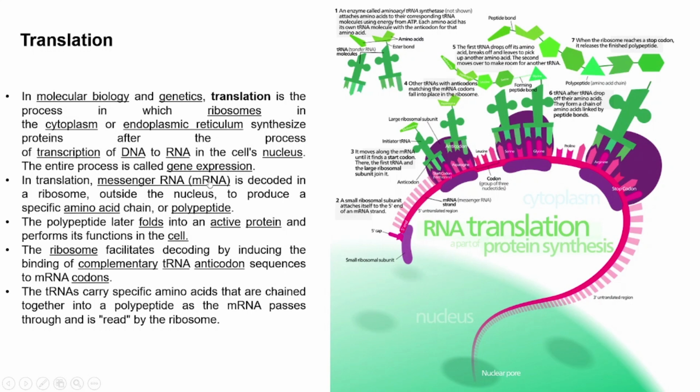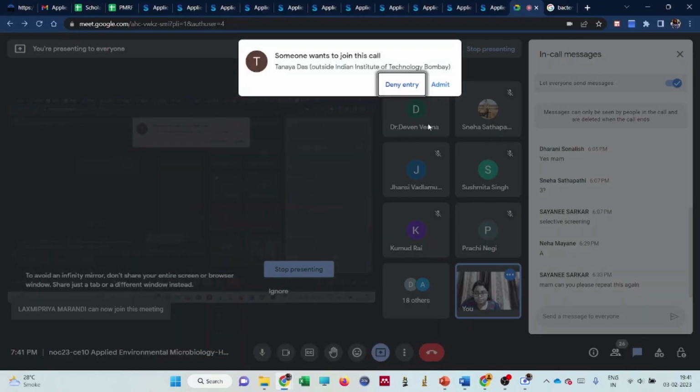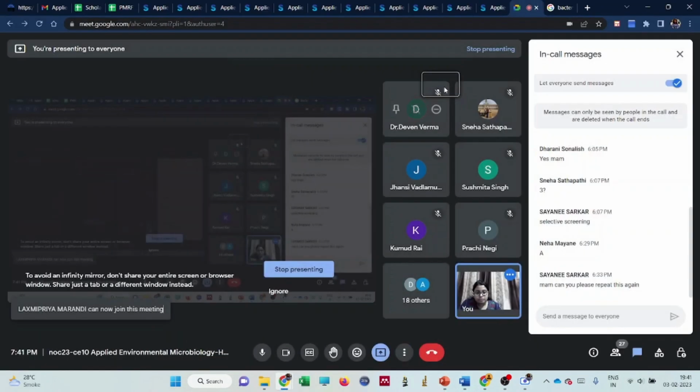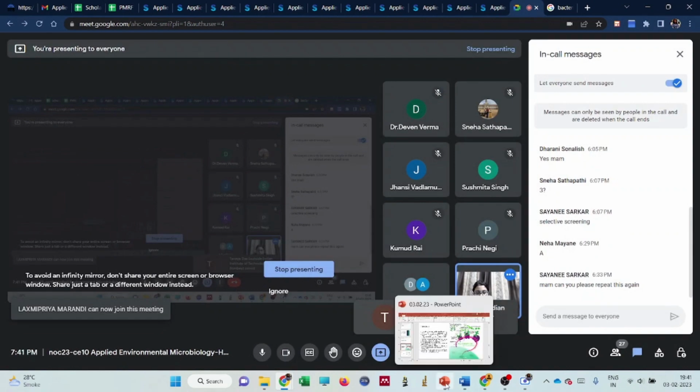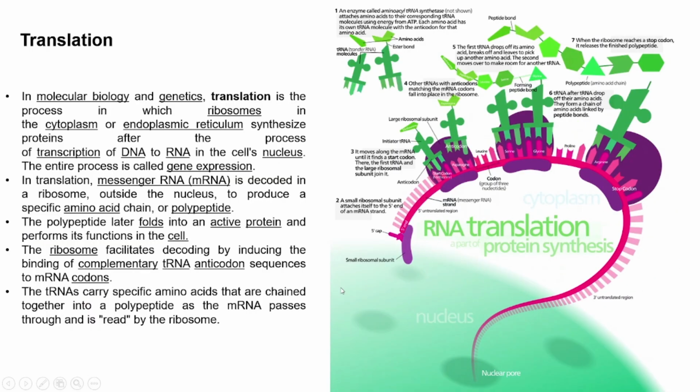So in translation, the messenger mRNA, this is the messenger mRNA, is decoded in the ribosome. Ribosome is a very important organelle in your cells. Even prokaryotes have ribosomes. Yeah, so ribosomes are very important. I feel one of the most important because it's helping synthesize protein.